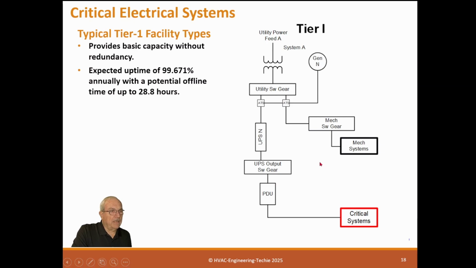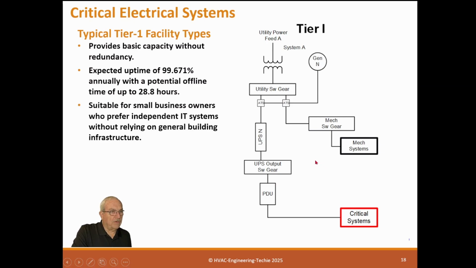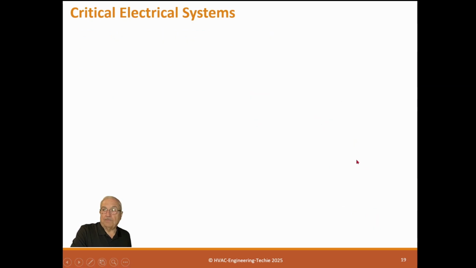Expected uptime is 99.67% annually with a potential off time of 28.8 hours. Suitable for small business owners who prefer independent IT systems without relying on general building infrastructure. So this is all special infrastructure. I mean, it's still coming in from the utility. If the utility loses power, at least he can go on generator to keep his system up.